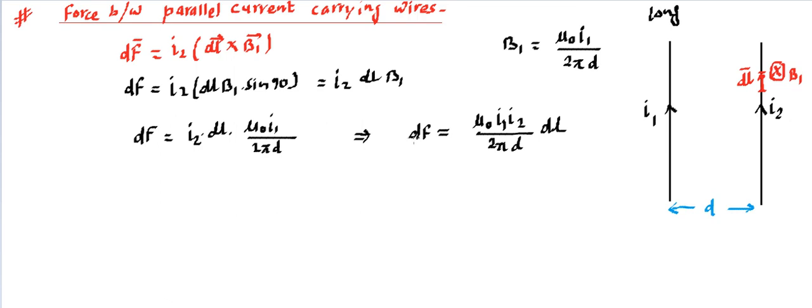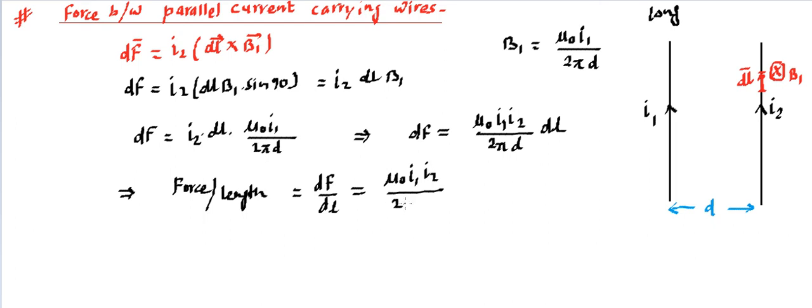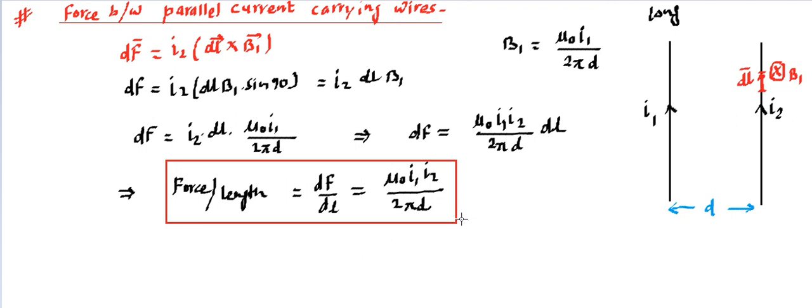Now if you want, you can integrate, because this force is going to be in a particular direction. But since the length is infinite, dl is going to be infinite, so we generally don't integrate; rather we calculate force per unit length. Force per unit length is basically dF by dl, and that becomes the formula: mu naught I1, the first current, I2, the second current, divided by twice pi d. So that's the formula we can remember for the interaction of force between two parallel current carrying wires.